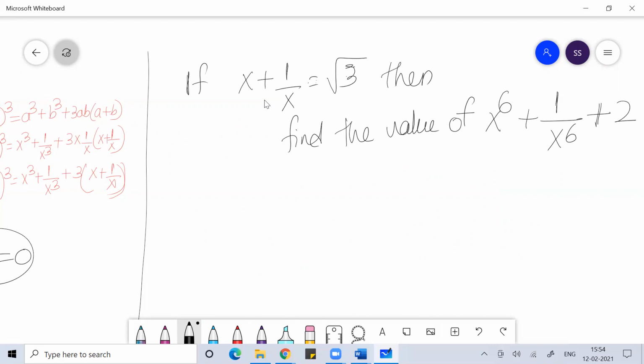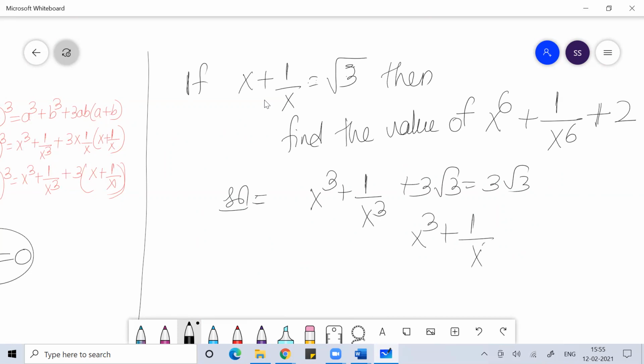So now you already know this part. I have explained to you that if you solve this, x to the power 3 plus 1 by x to the power 3 plus 3 root 3 is equal to 3 root 3 in this case. So you know that x to the power 3 plus 1 by x to the power 3 was equal to 0.